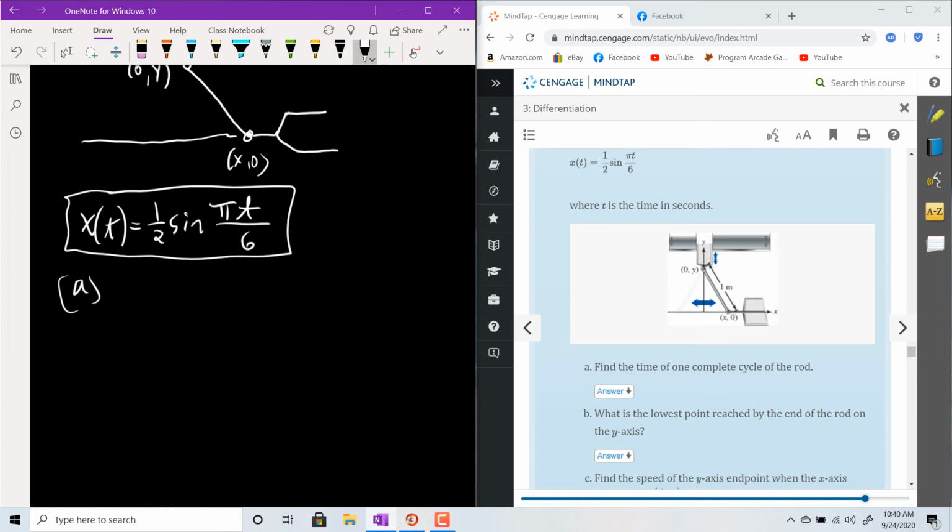For the period, you just take the inside of the sine and wedge it in between 0 and 2 pi, and then solve for t. Multiply through by 6 over pi, and you'll get 12. So one complete cycle takes 12 seconds.